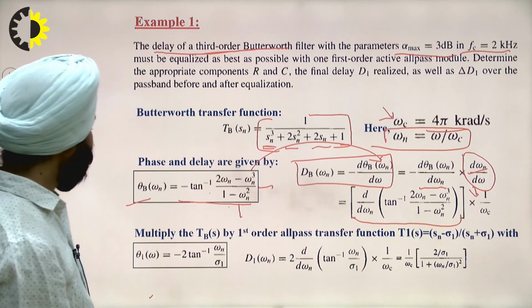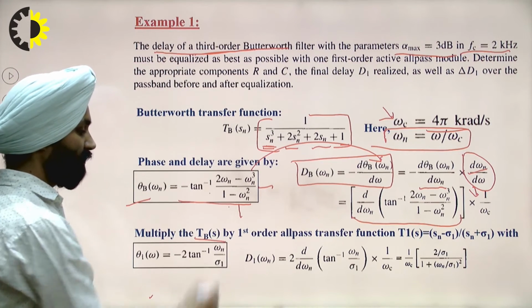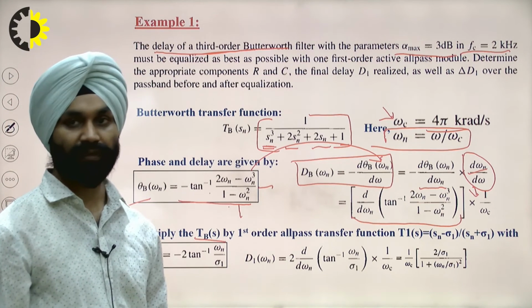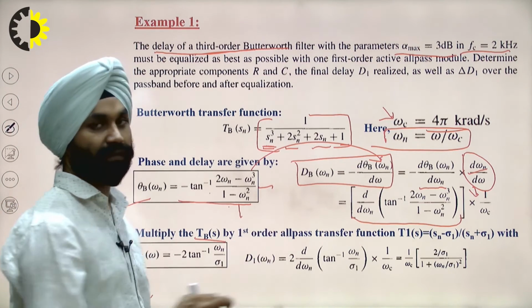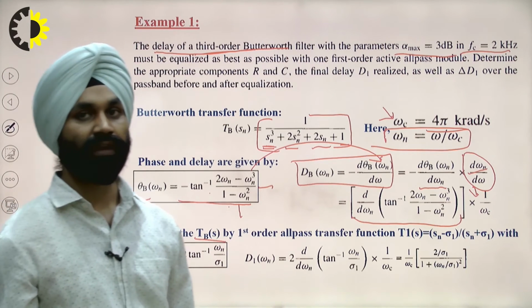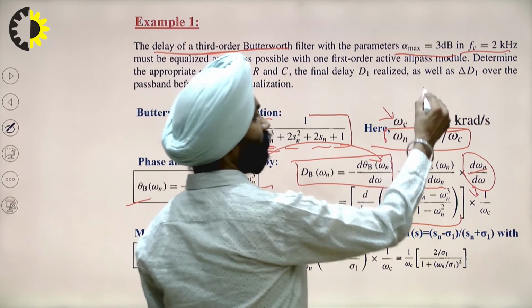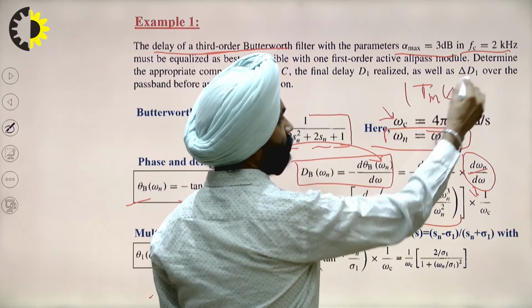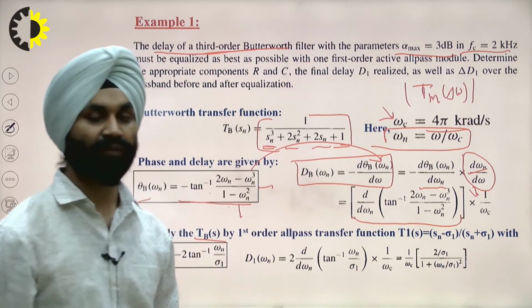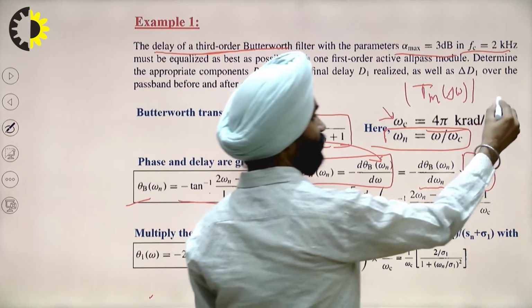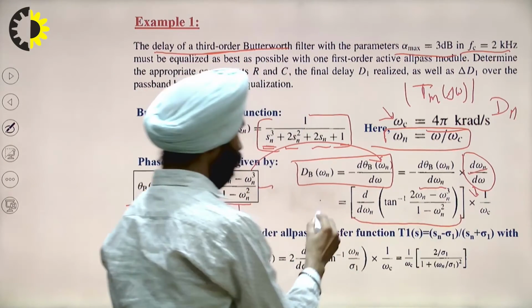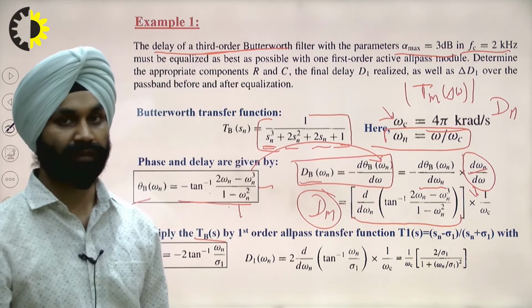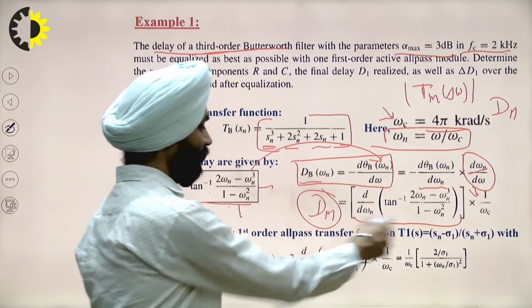So multiplying this TB by a first order all pass filter, this is reminding how we will equalize. First of all, we have to find out the main filter's magnitude, then we will calculate its delay, that is dm, that we have found out, given by db here, for the Butterworth filter. This is the main filter's delay.